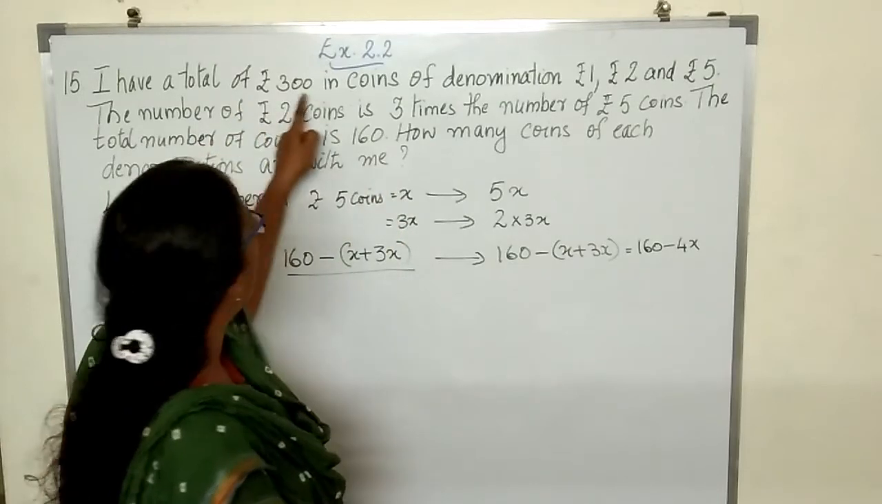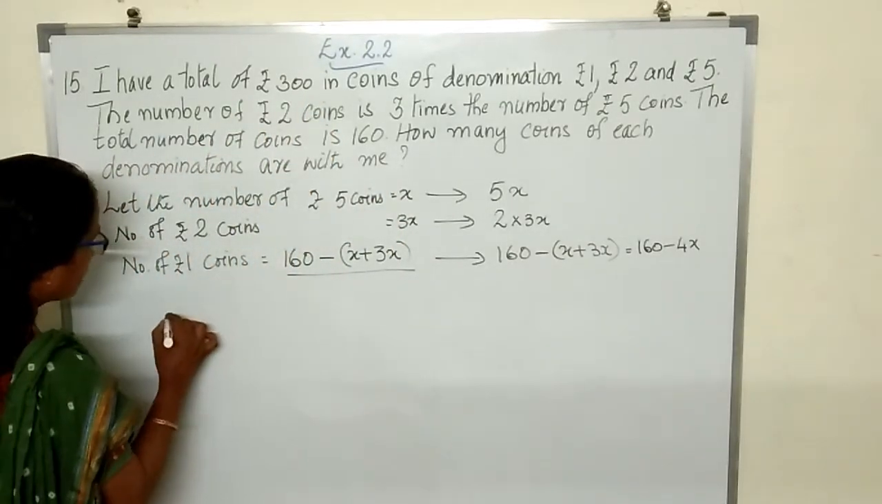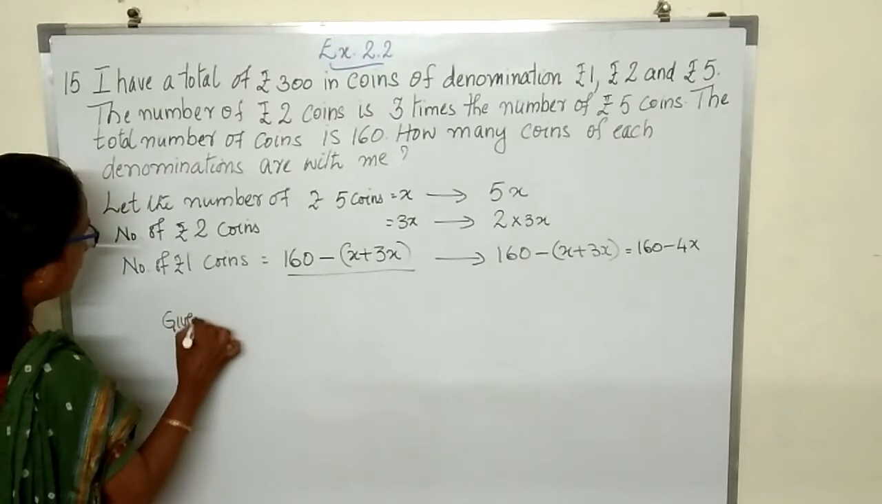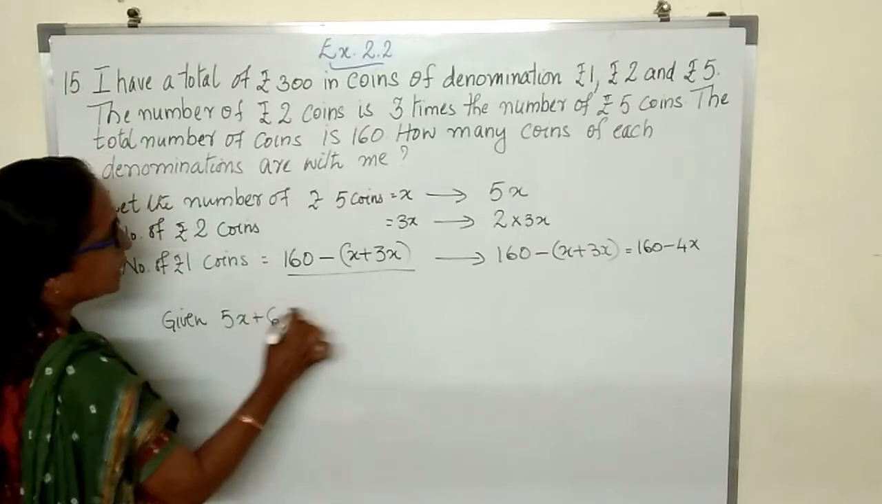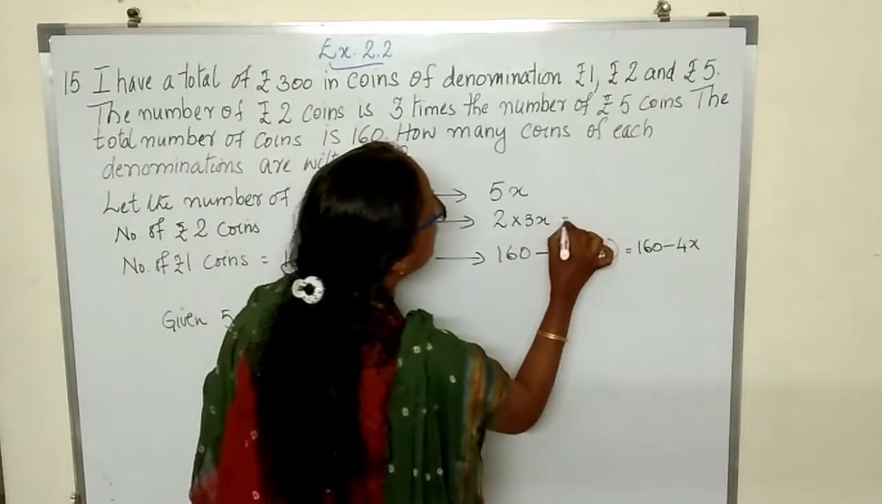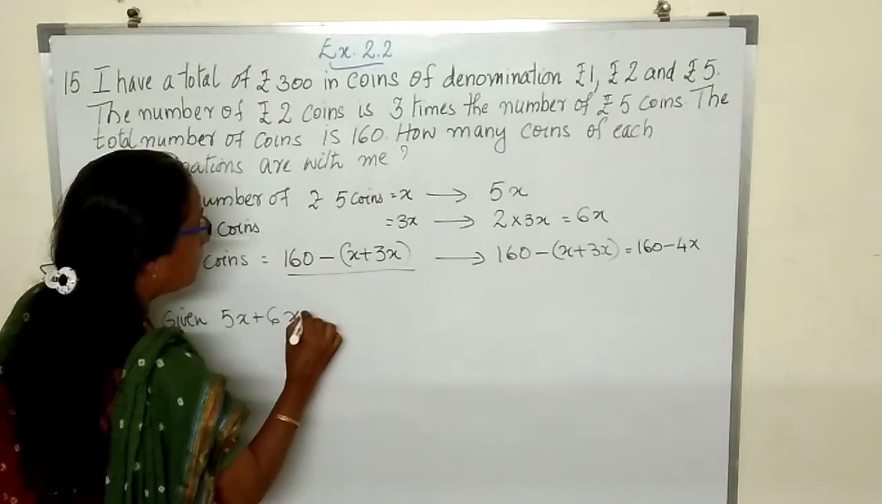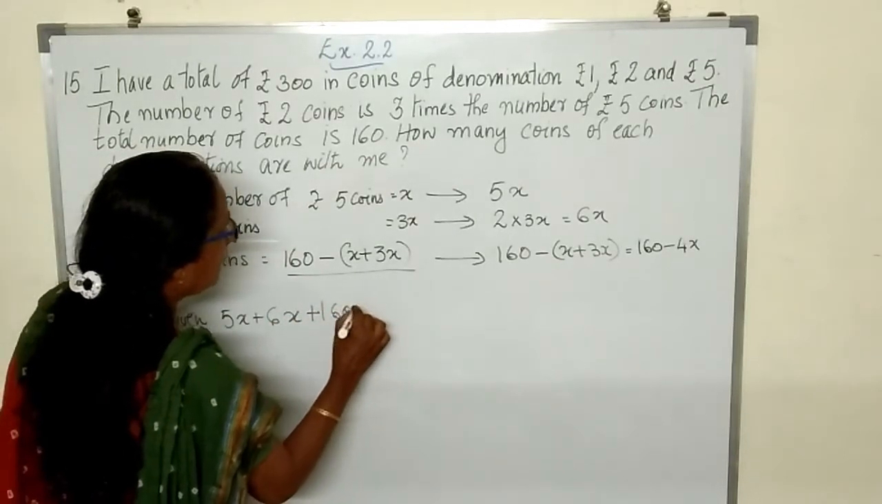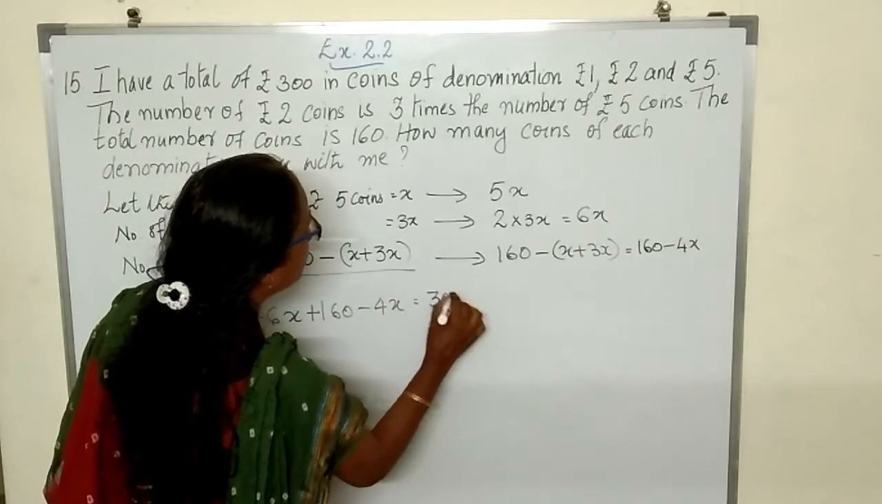The total amount is rupees 300. So what is given? 5x plus 6x. Here when you multiply, we get 6x. 6x plus 160 minus 4x is equal to rupees 300.